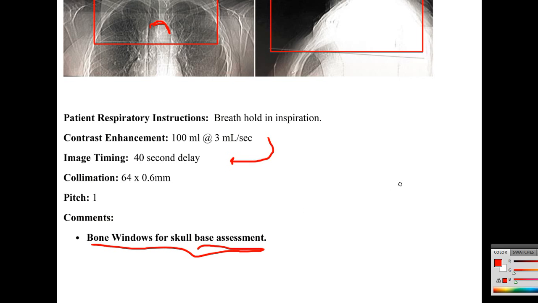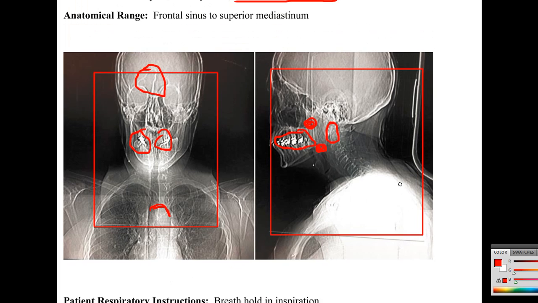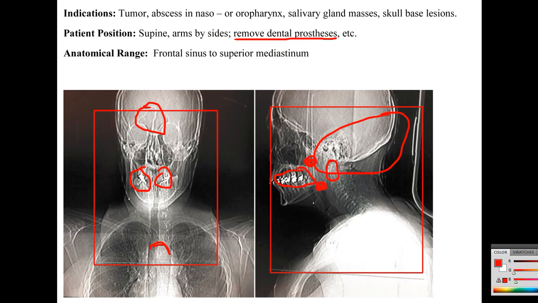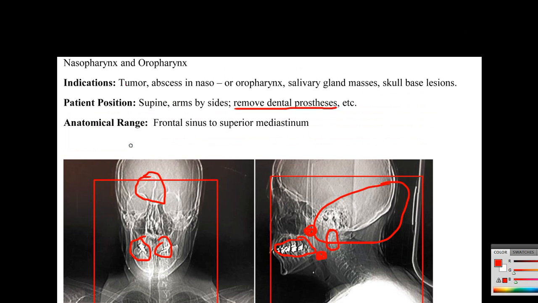And the reason that becomes valuable is, if you'll notice the scan field, we're going to actually get a large portion of the skull in this area. And because of that, and because of what we're looking for, such as skull-based lesions, we definitely need to utilize bone windows, which are going to make those lesions stand out in comparison to just typical normal anatomy.